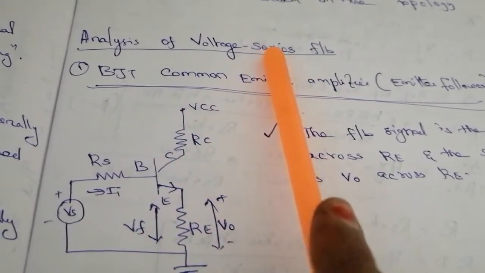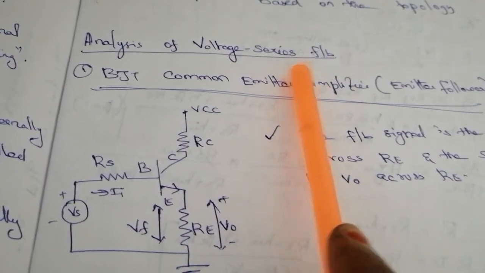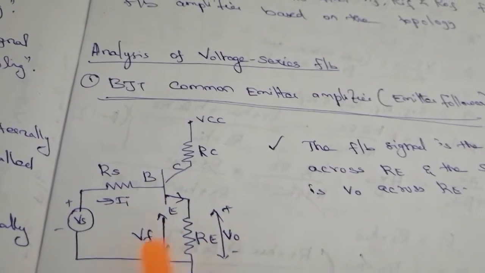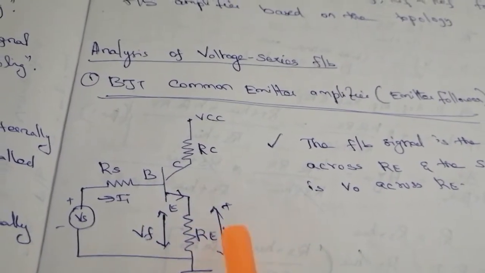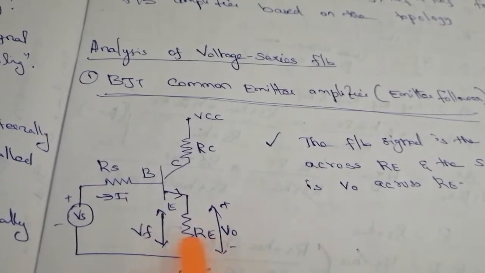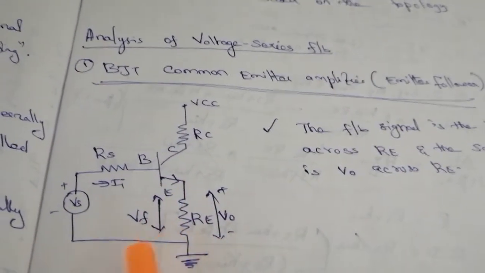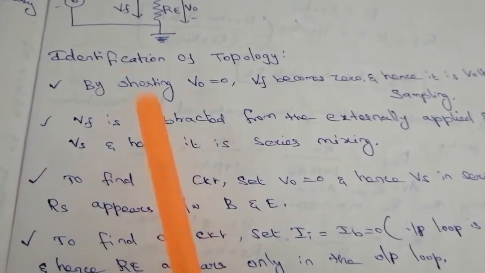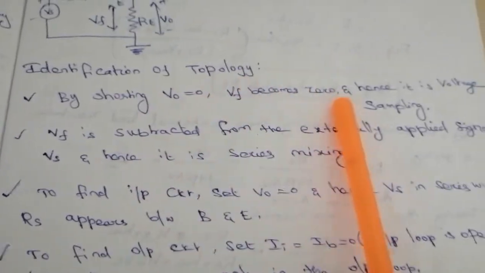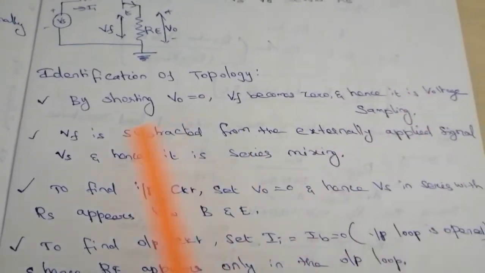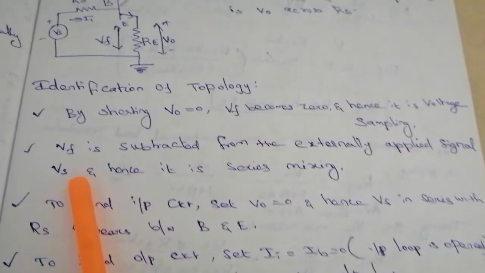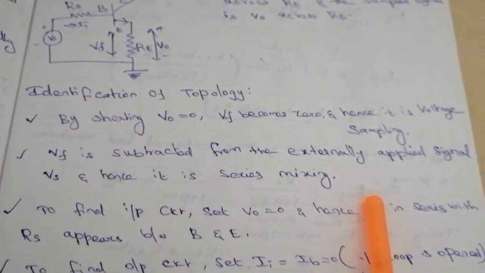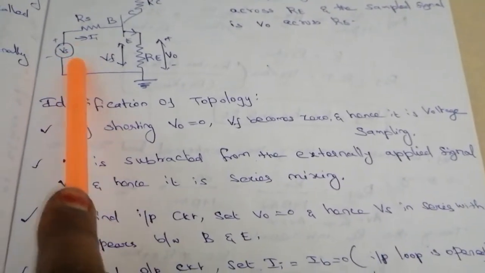So we can easily find whether the mixing network is series or shunt, but the difficulty is to find whether it is voltage sampling or current sampling. Okay, so voltage sampling means both the terminals are the same. Then identification of topology, first step, you can write that procedure: V naught equal to 0, then Vf equal to 0. So that's why it becomes a voltage sampling. Then Vf is subtracted from the externally applied signal Vs. When the externally applied signal is a voltage, it is a series mixing, right? If it is a current, it is a shunt mixing.